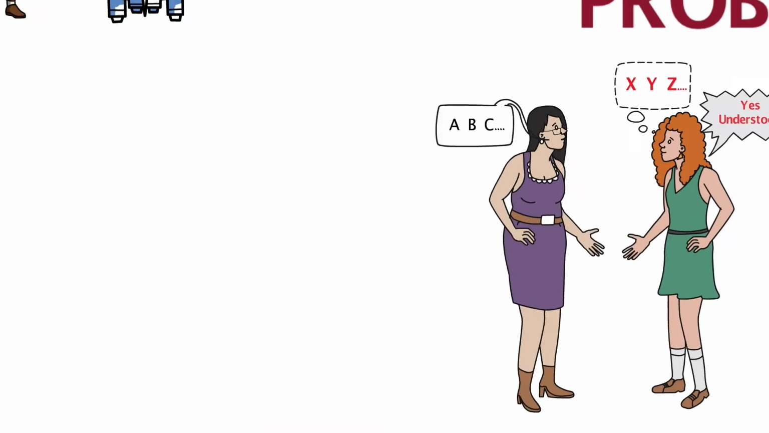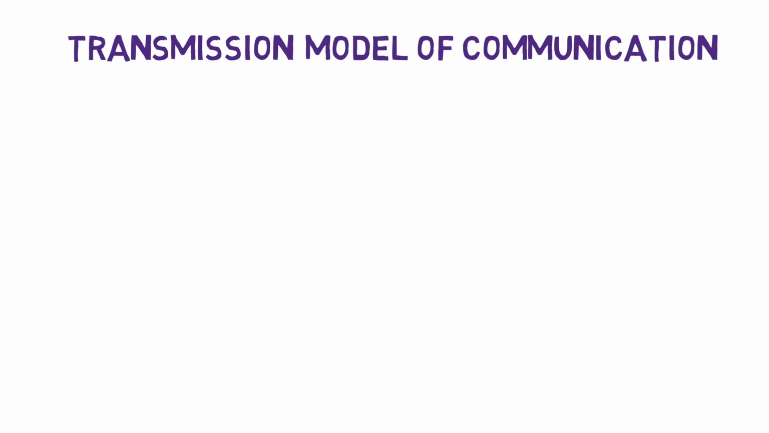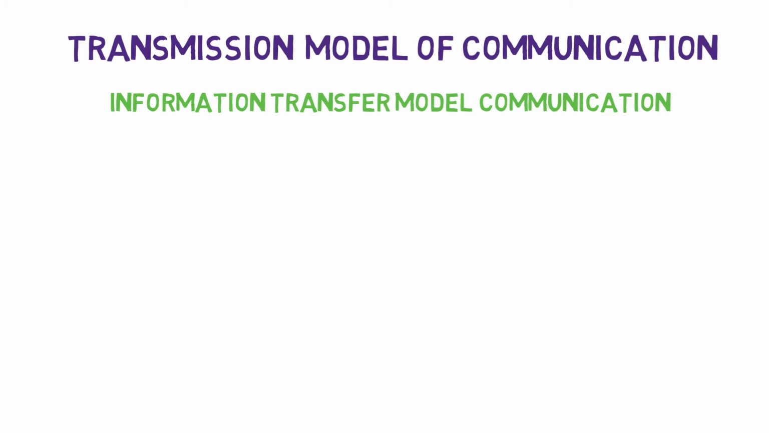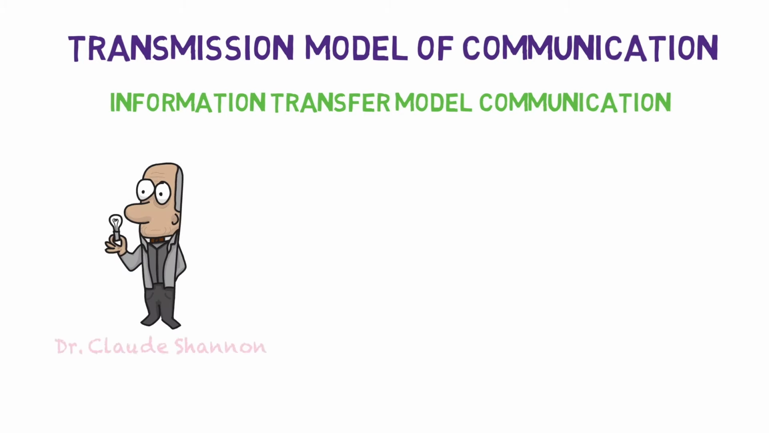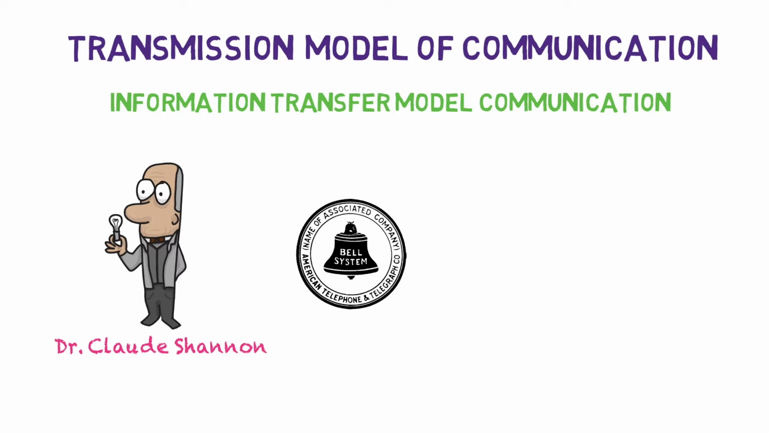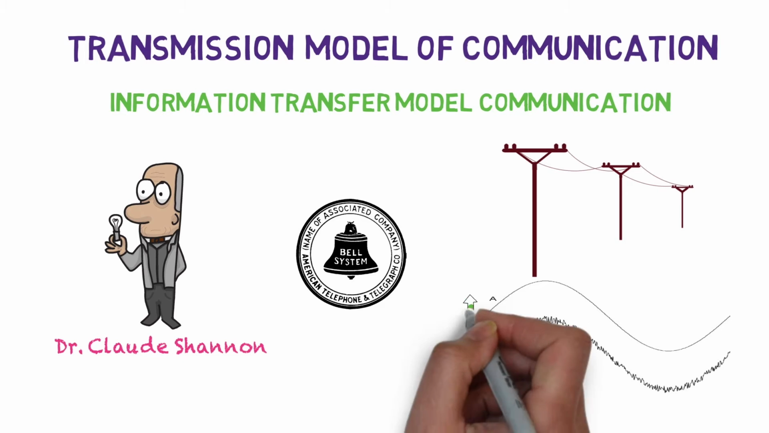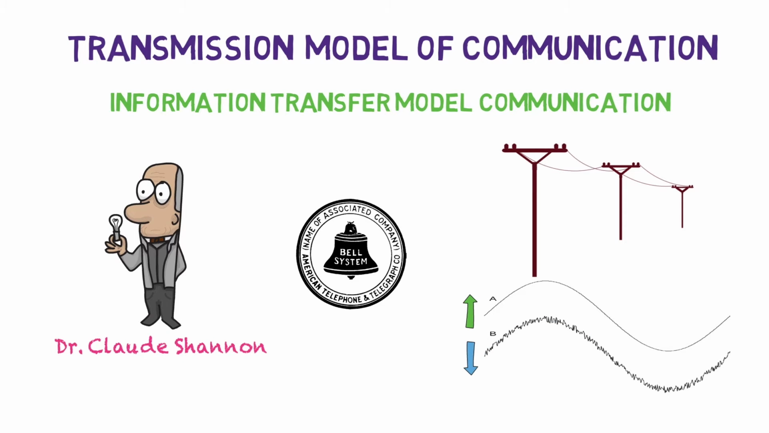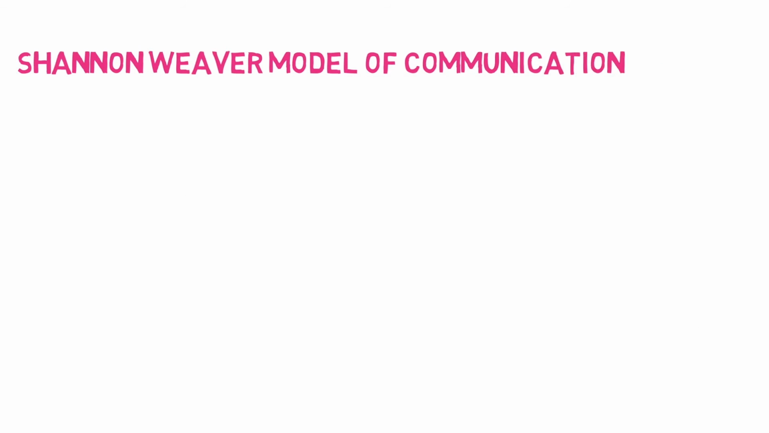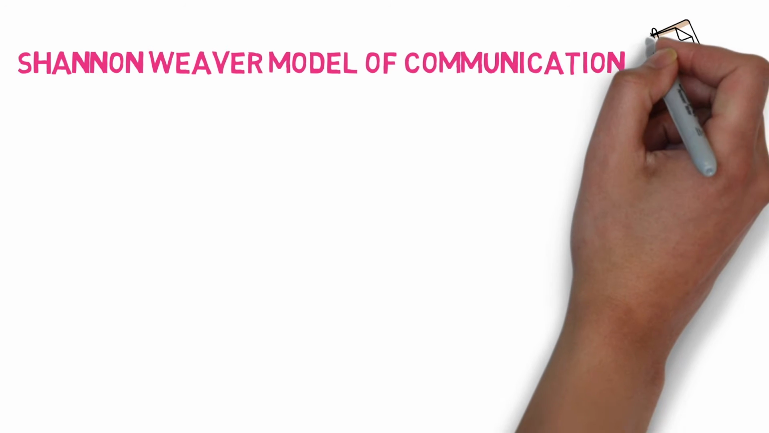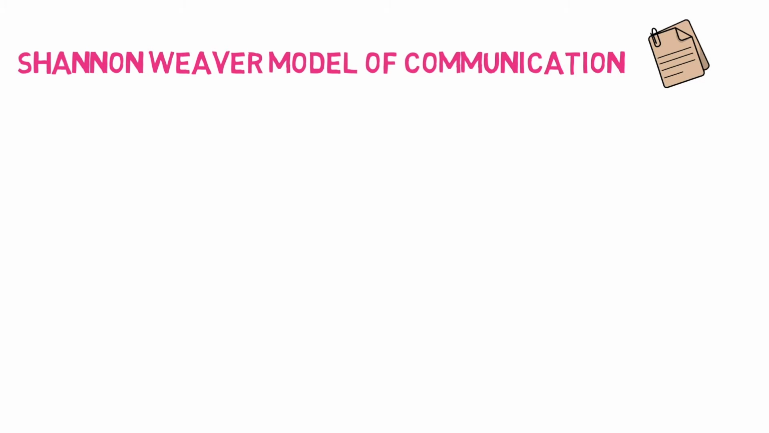The transmission model of communication, or sometimes known as the information transfer model of communication, comes from the work of Dr. Claude Shannon, who was a brilliant scientist at Bell Labs. His job was to work on the telephone lines and to develop ways of increasing the signal clarity while reducing the noise on the lines. So in doing this, he came up with a model of communication, the Shannon-Weaver model of communication. And the reason we call it Shannon-Weaver is because he co-authored a paper back in 1945 with Mr. Weaver on his model of communication. And it's a very simple model to follow here.